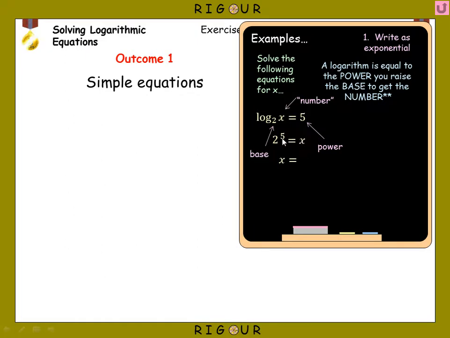Well, x is just going to be equal to 2 to the power of 5, which is 2 times 2 times 2 times 2 times 2, which is 32. And that's how you solve a simple log equation. So let's try a few more.